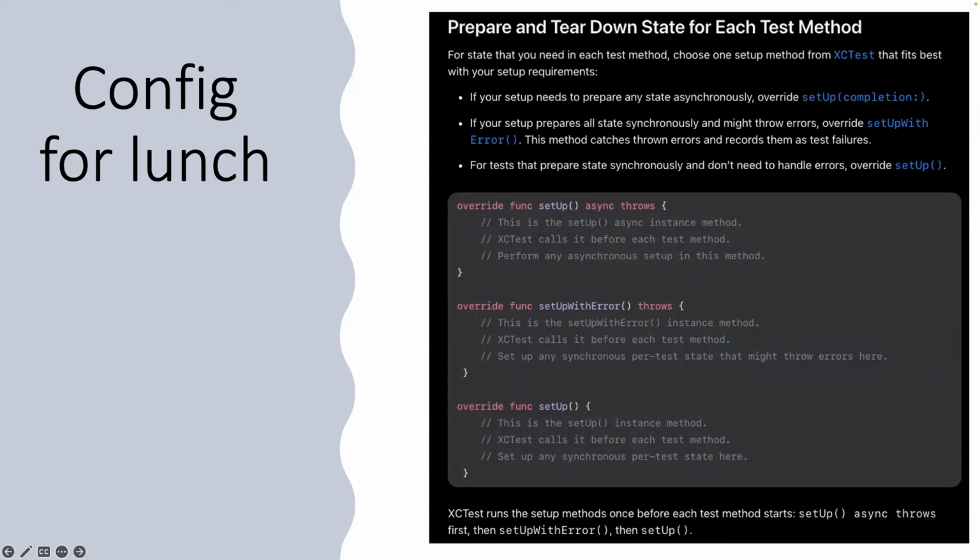The regular setup will just do some pre-test state stuff, and the async setup lets you perform any asynchronous setup in this method. Also setup with error is synchronous per-test state, and this is a really interesting one that might throw an error. We will talk a bit later about what the difference is, because setup with error especially allows you to manage whether you want to use hard assertions or soft assertions. Really interesting topic, actually.